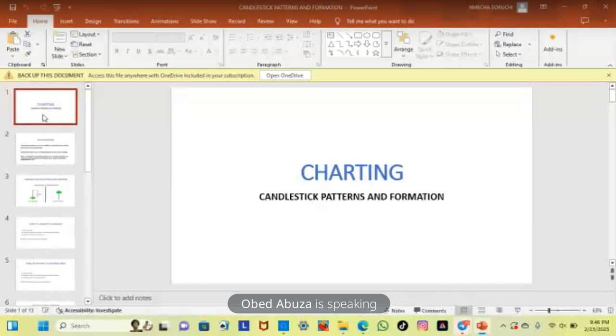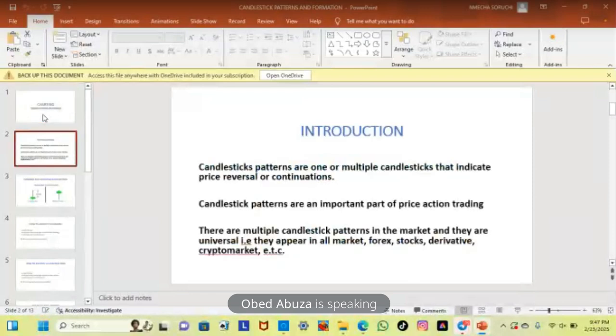Charting. So last week we looked at introduction to charting. We talked about support and resistance. We talked about the market phase. Then we talked about candles. Then we gave a little bit of introduction to what? Chart patterns. So today we'll be looking at candlestick patterns and formation, and next week, by Tuesday, we'll be looking at chart patterns. So today we're looking at what? Candlestick patterns and formation.